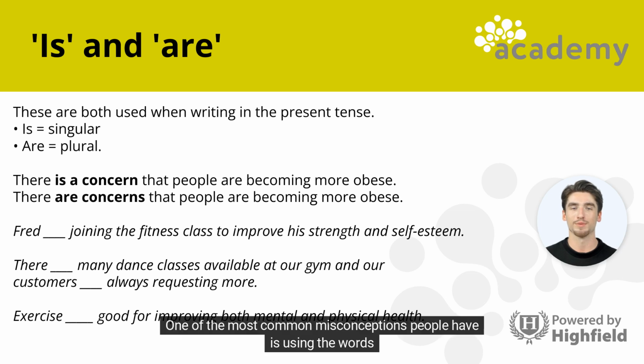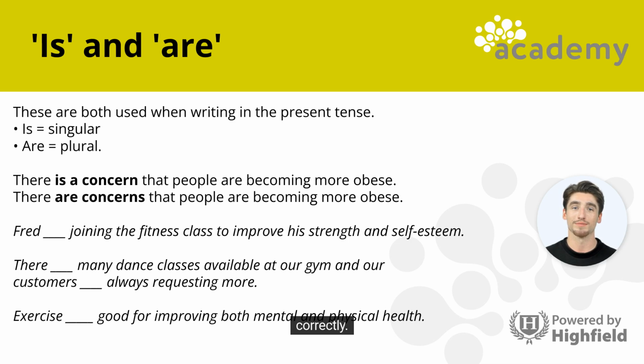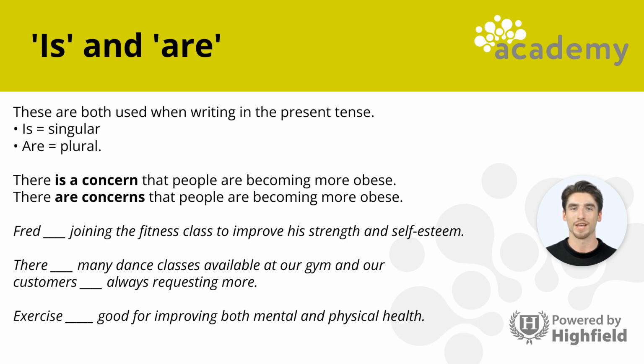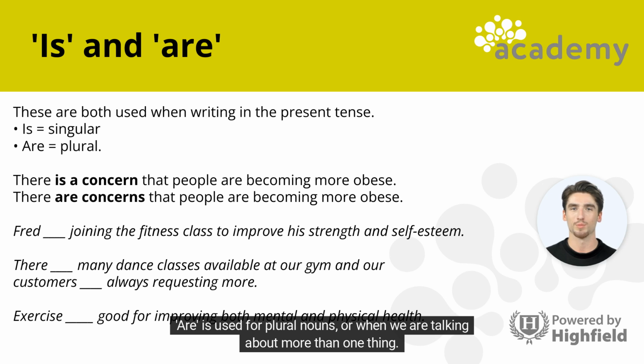One of the most common misconceptions people have is using the words is and are correctly. Let's take a look. These are used in the present tense. Is is used for singular nouns or when we are talking about one thing. Are is used for plural nouns or when we are talking about more than one thing.